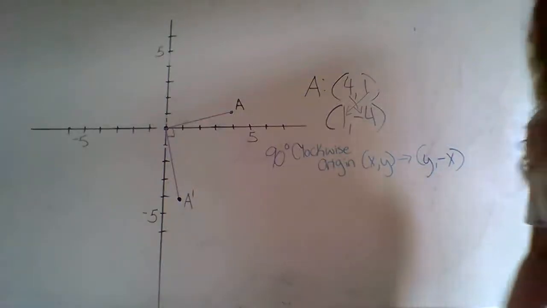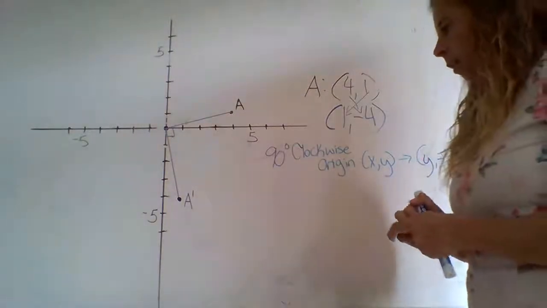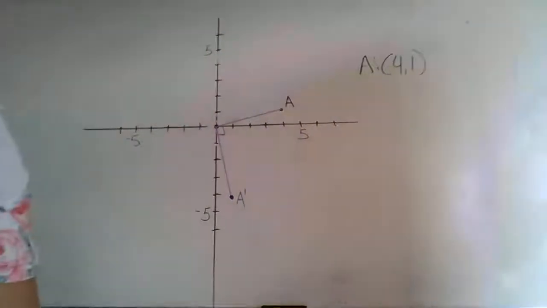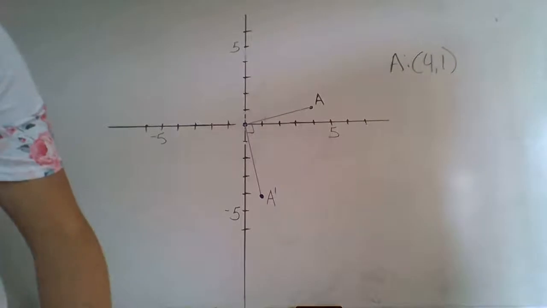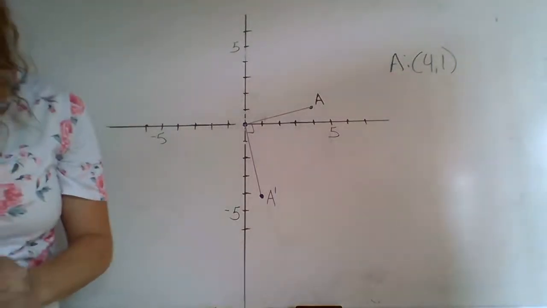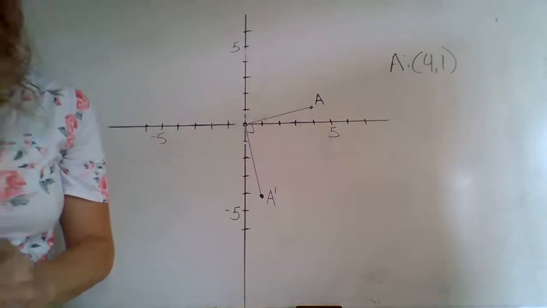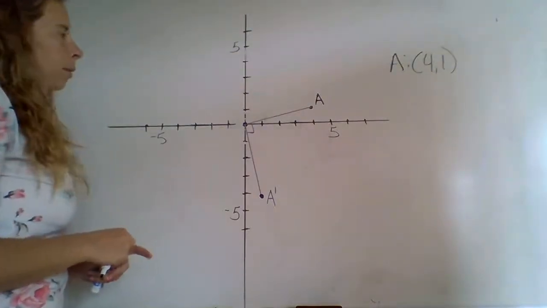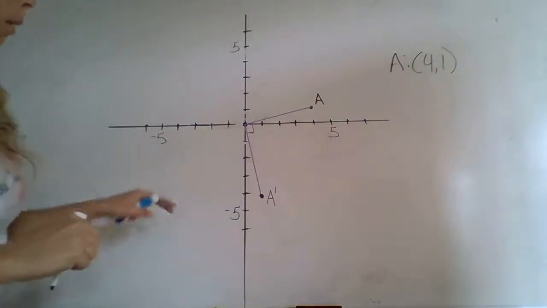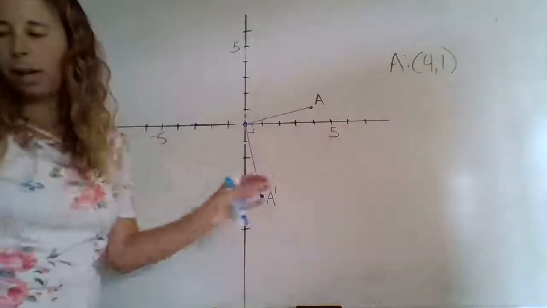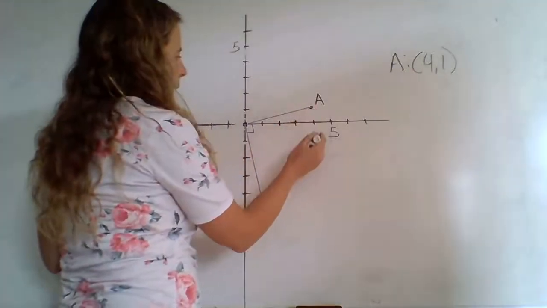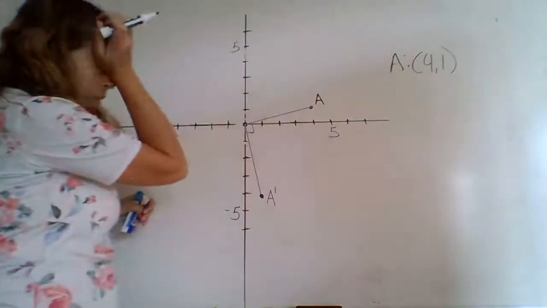Okay, anyways. Okay, and then B, we have to reflect point A over the x-axis and label it A double prime, I can't think of the name right now. So we're going to reflect point A across the x-axis. Okay.